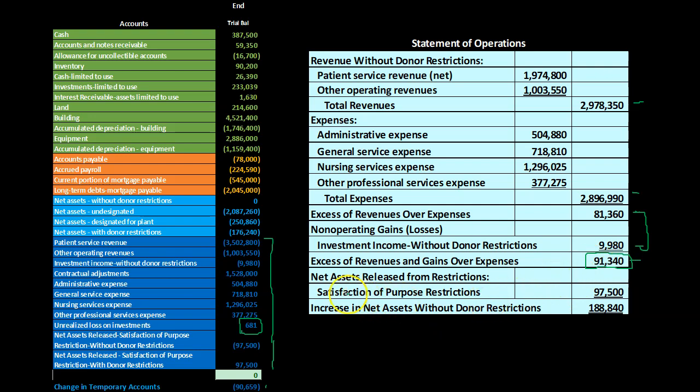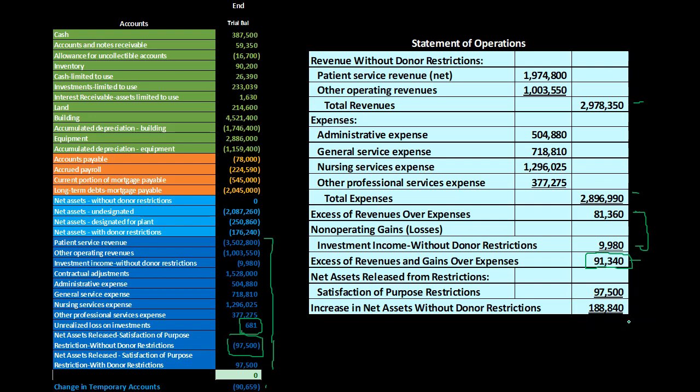Then we're going to just move on, and we're going to go to the net assets released from restrictions, which is going to be in essence this number. We unrestricted the assets to get the 97.5. If we add the 91,340 and that number, we get to the 188,840, that being the increase in net assets without donor restrictions.